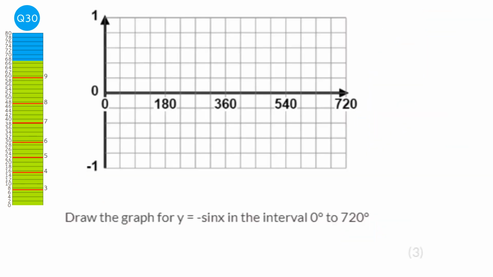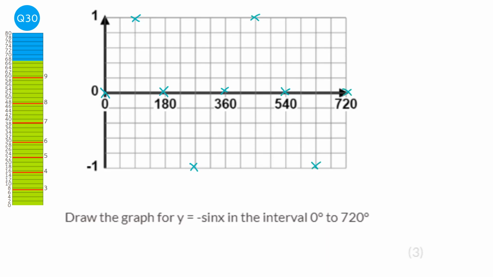The graph for y equals sine x would start at 0, get to 1 at 90, back down to 0 at 180, then minus 1 at 270, and then 360, back to 0, and then the pattern will just repeat. So do exactly the same thing and then end.